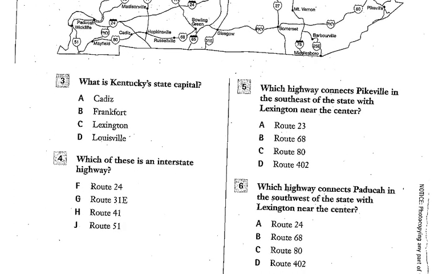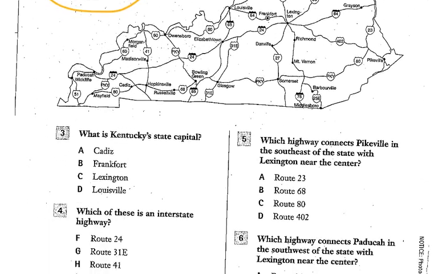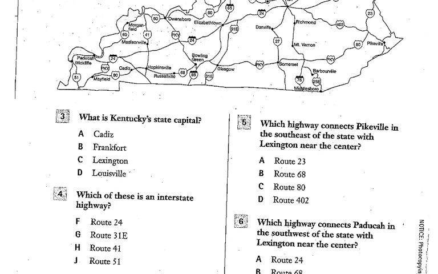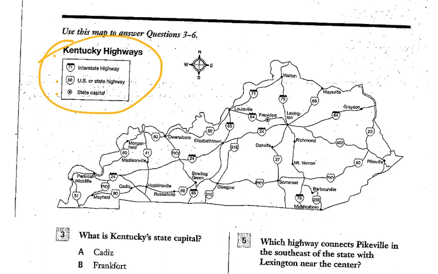Number 4, which of these is an interstate highway? Route 24, Route 31E, Route 41, or Route 51? So remember, an interstate highway, and that's going to go up here, interstate highway. It's going to be this symbol that you're looking at, okay?